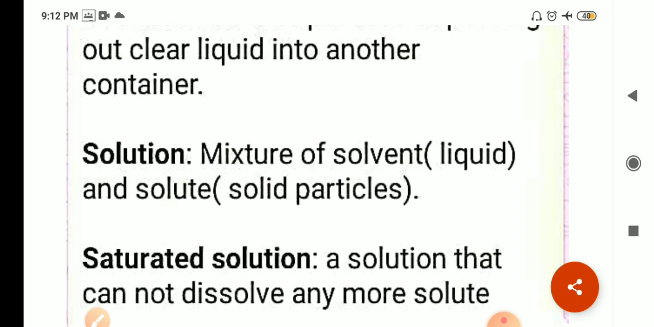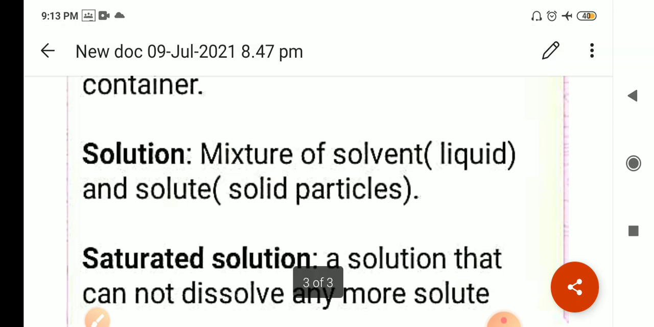Okay, now next is the saturated solution. A solution that cannot dissolve any more solute in it is called saturated solution. It means if you are adding the solute but it is not able to dissolve it, in the beginning it will dissolve, but after some time it will be unable to dissolve more solute in it. At that time, the solution is called saturated solution. It cannot dissolve more, it is saturated, right?